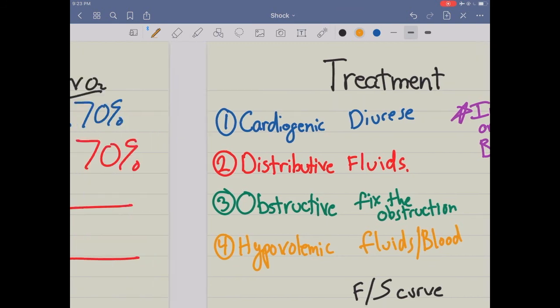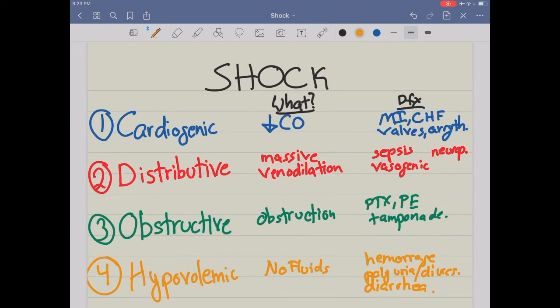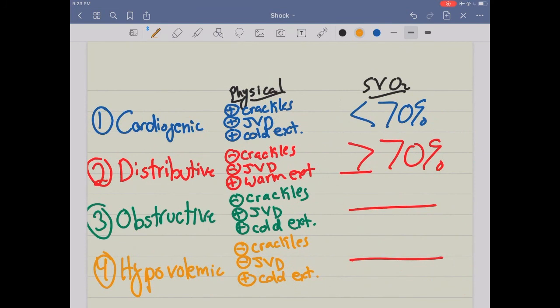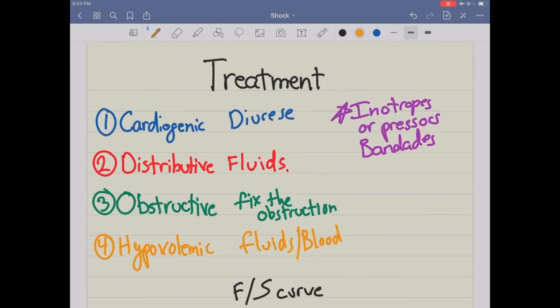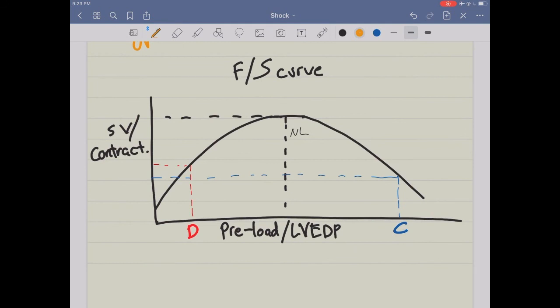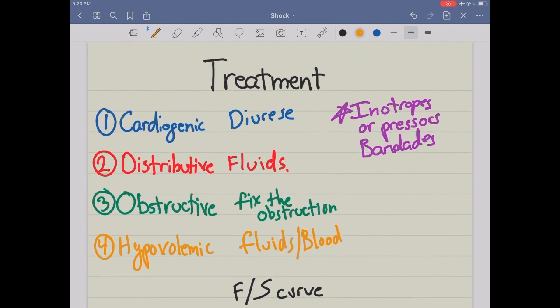However, it's fairly in-depth. And again, to just go over it, you have our four main types of shock, what the basic definition is, and our differentials of causes. We have our physical exam findings that we can honestly do very quickly, in 30 seconds to a minute. If we are unable to figure out which type of shock they are in from that, we have our SVO2 to help us out. And we have our entire diagram to explain what SVO2 is. And then our treatment options with our Frank-Starling curve in mind, and our little asterisks on inotropes and pressors.